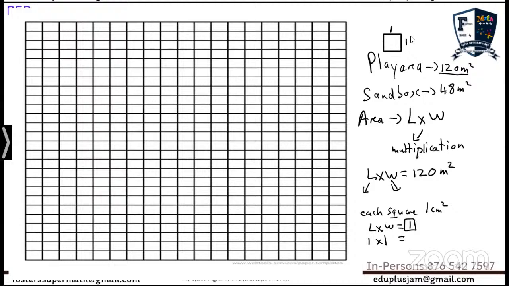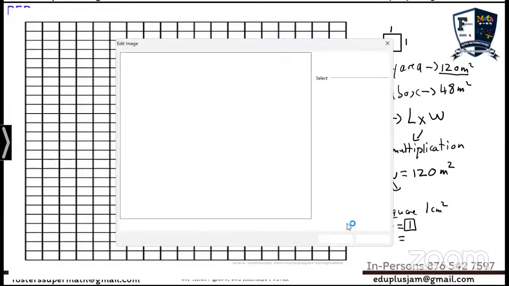So let's go here now. The first thing you need to do is figure out what dimensions we are going to use for our play area. Before we can draw it, we need to figure out the play area. So let us count up how many boxes we have. 1, 2, 3, 4, 5, 6, 7, 8, 9, 10, 11, 12, 13, 14, 15, 16, 17, 18, 19. And then if we're going the other direction, 1, 2, 3, 4.